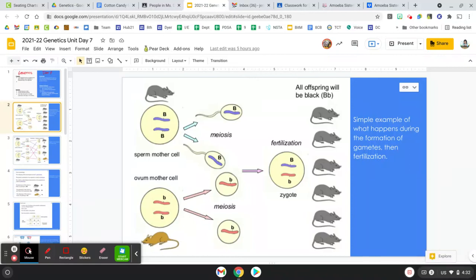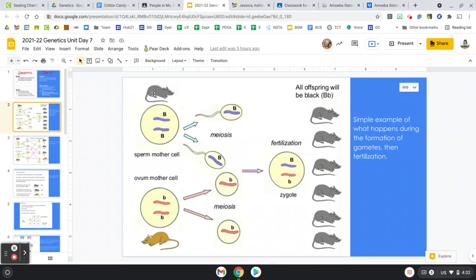I want to talk to you very briefly about the slides that I have for the Punnett Square practice. When we look at this first slide here, we can see that we have two mice. We have the black mouse up here and the brown mouse down here.